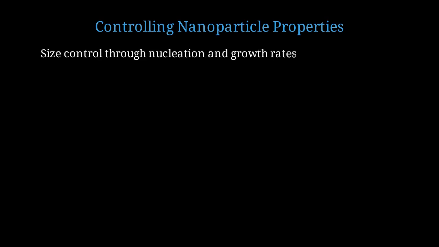A critical question emerges: how do we precisely control nanoparticle properties during synthesis? Size, shape, composition, and surface chemistry all dramatically affect performance. Size control hinges on separating nucleation from growth. Rapid nucleation, followed by slow growth, produces small, uniform particles. Slow nucleation with fast growth yields larger, more polydispersed particles. Temperature, precursor concentration, and reaction kinetics are our control knobs.